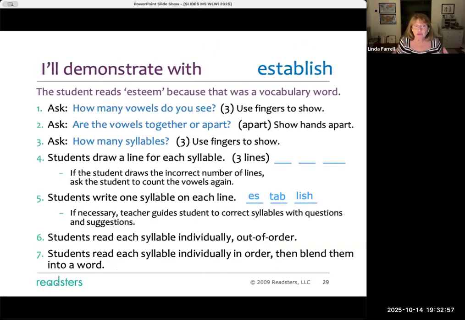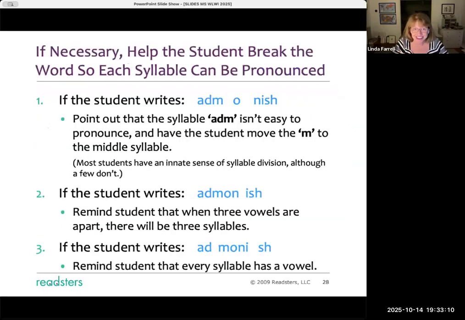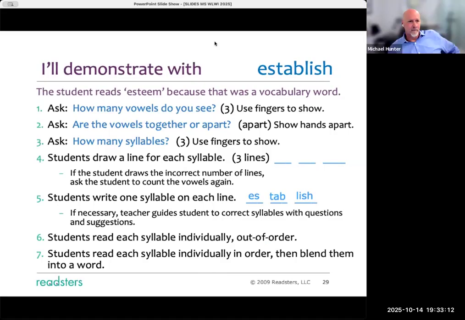So this is how the pattern works. Let's see the words established. And we've had a vocabulary word that's esteem. And so the student looks at that word and sees whoops, sorry. Am I here? You're there.